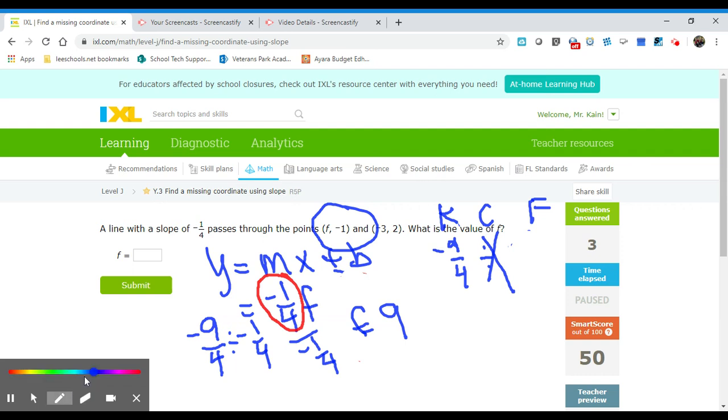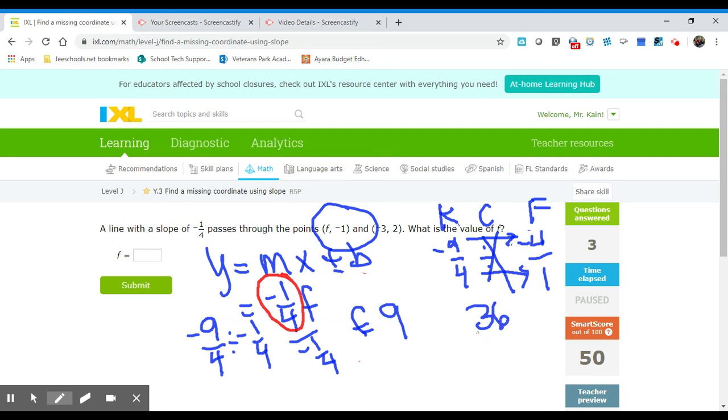Okay, negative 4/1. And remember, the negative doesn't really matter. It could be on the top or the bottom. It does matter, but I'm saying it could be on the top or the bottom. So let's multiply straight across. That's how we multiply fractions. So negative 9 times negative 4 is positive 36. And 4 times 1 is 4. And 36 divided by 4 is positive 9. Let's go ahead and enter that in. And we shall call it a day on this level.